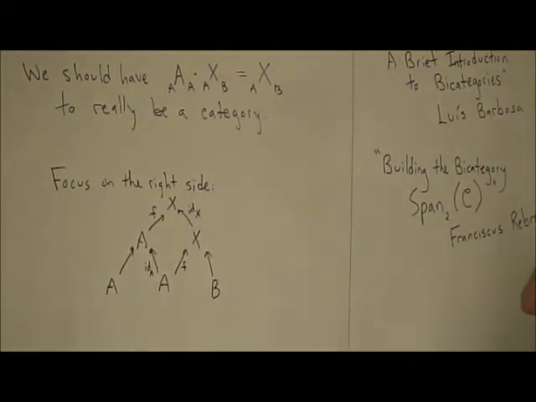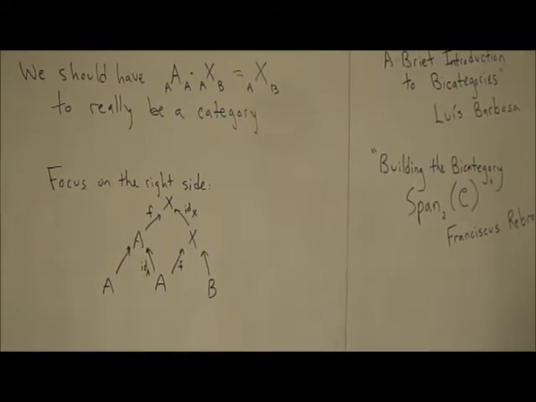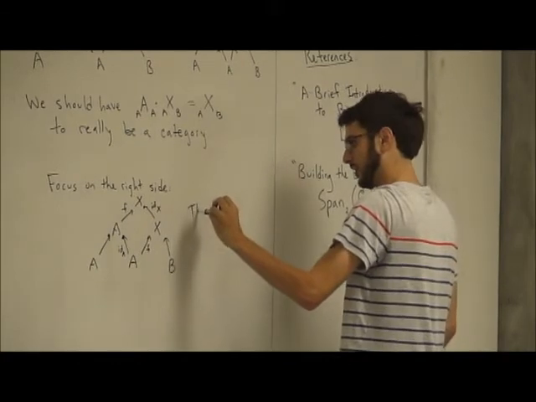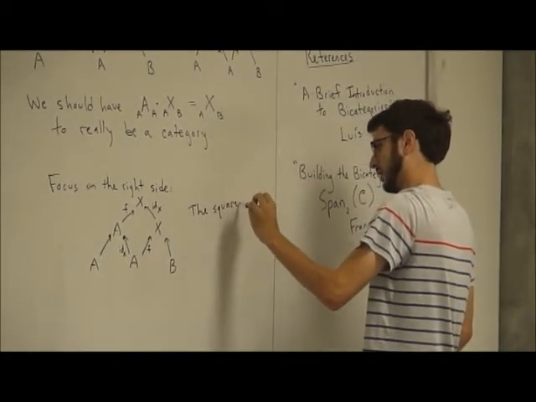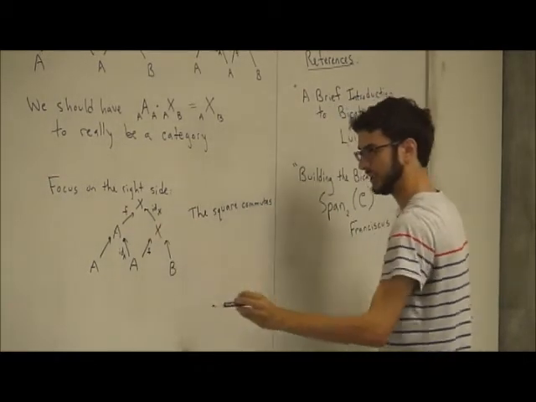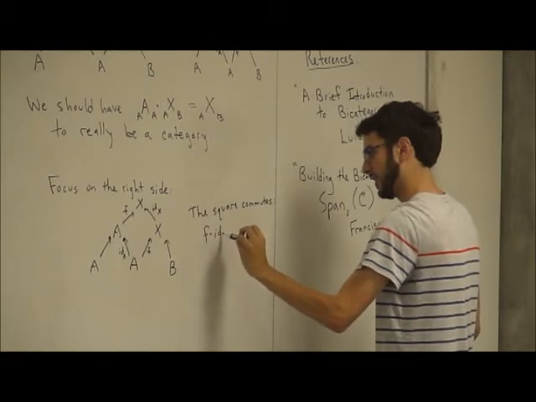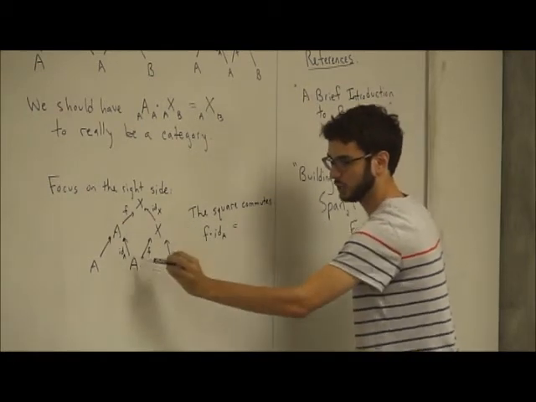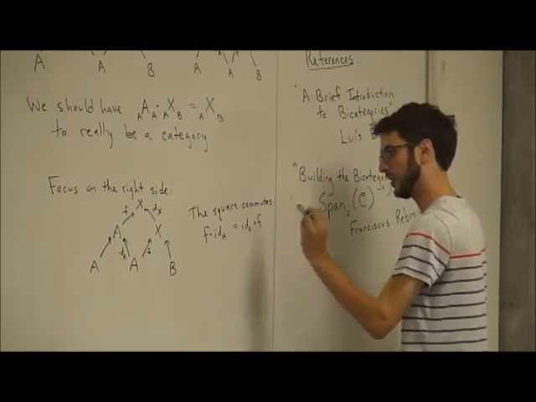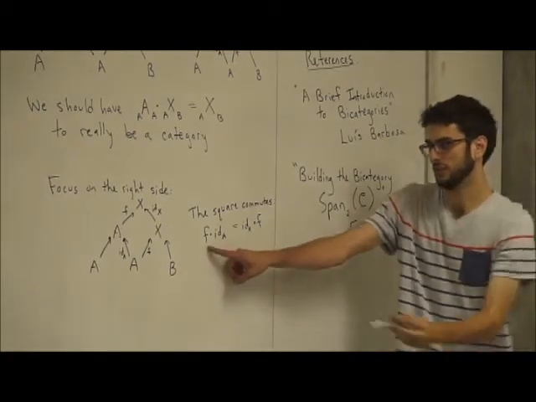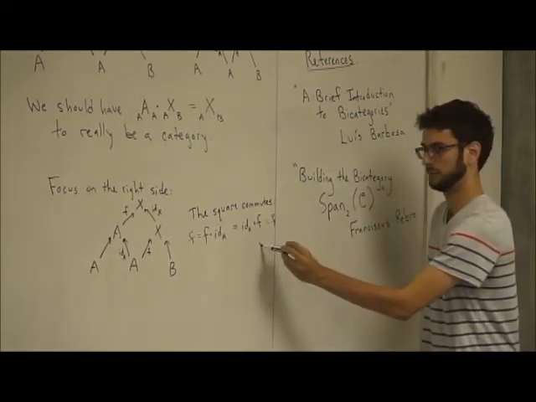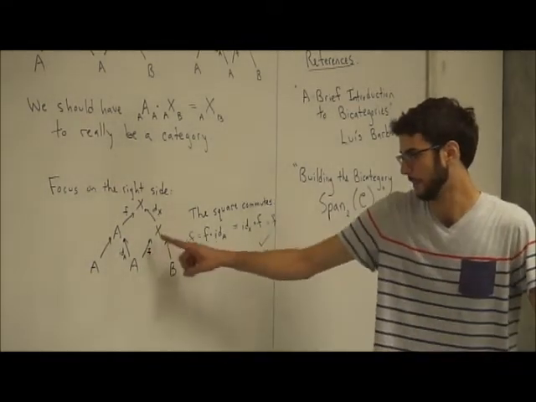Okay, so let's check that this actually is working as a pushout. So notice the inside square commutes. Because going around this way is just F after the identity on A, and going around the other way is the identity on X after F. And, well, this is just F, and this is just F. So the square here does commute.